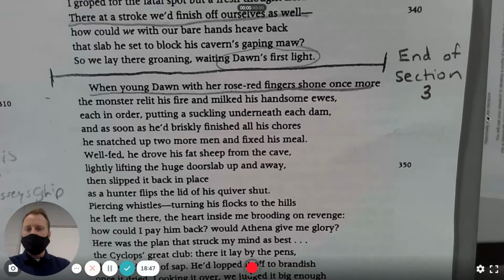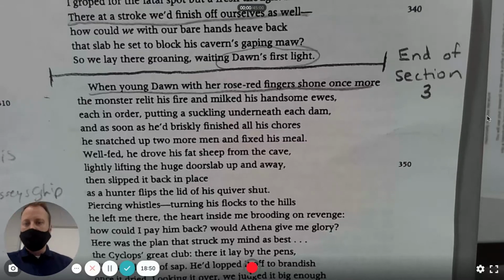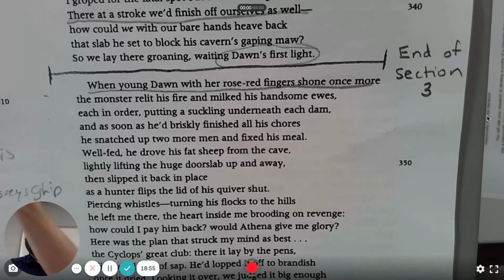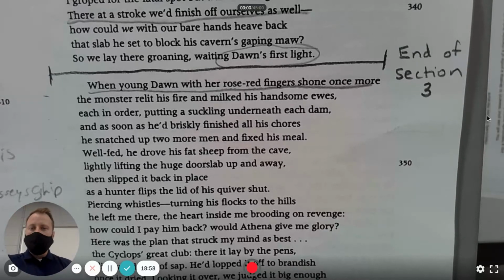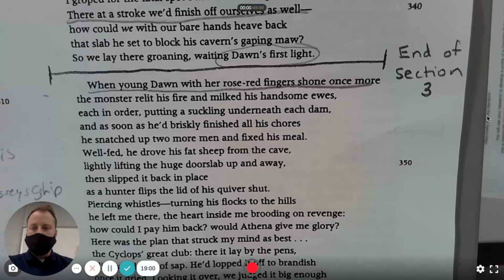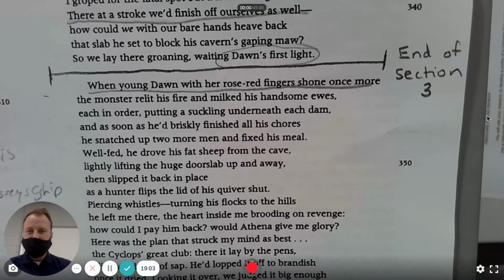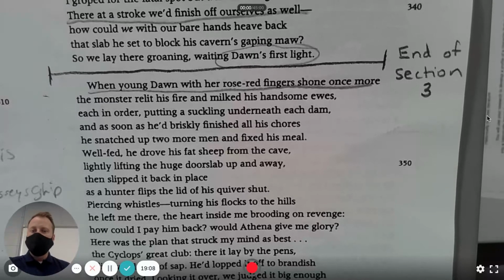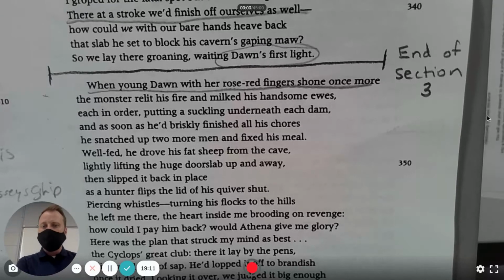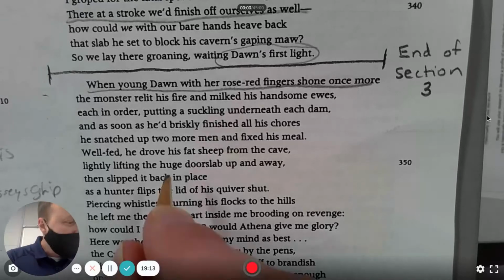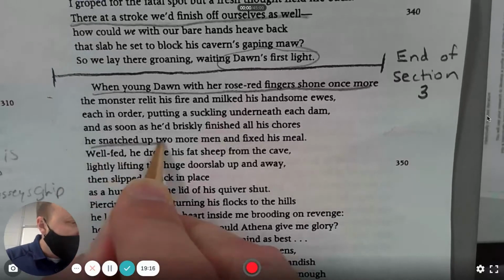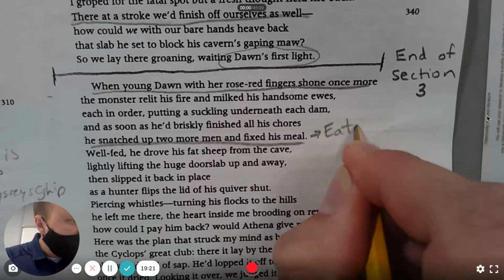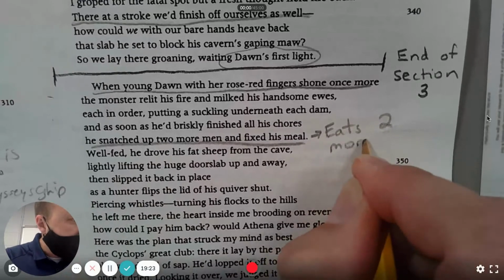"The monster relit his fire and milked his handsome ewes," which is like his goats, a female sheep. "Each in order, putting a suckling underneath each dam." So that's like a baby under a mama. "And as soon as he briskly finished his chores, he snatched up 2 more men and fixed his meal." So how many more men does he eat? 2 more men.